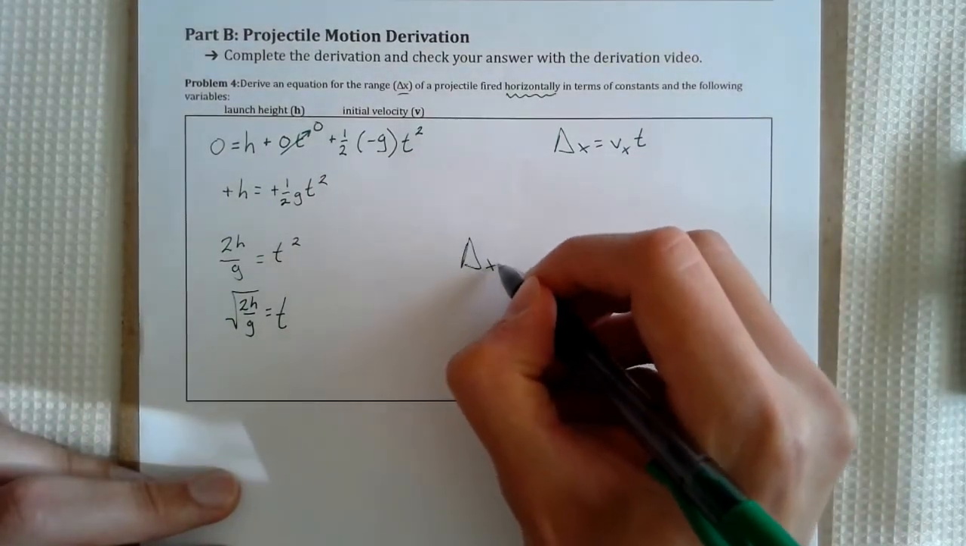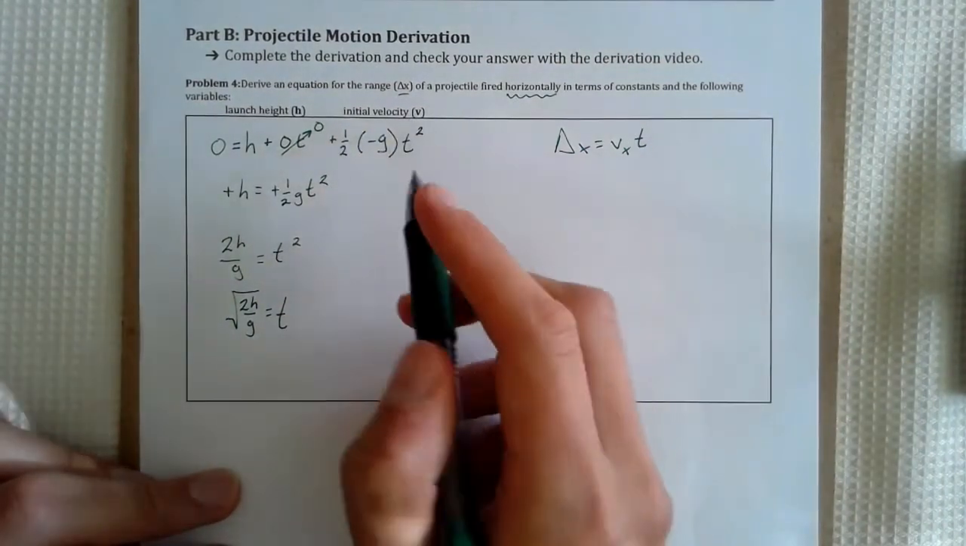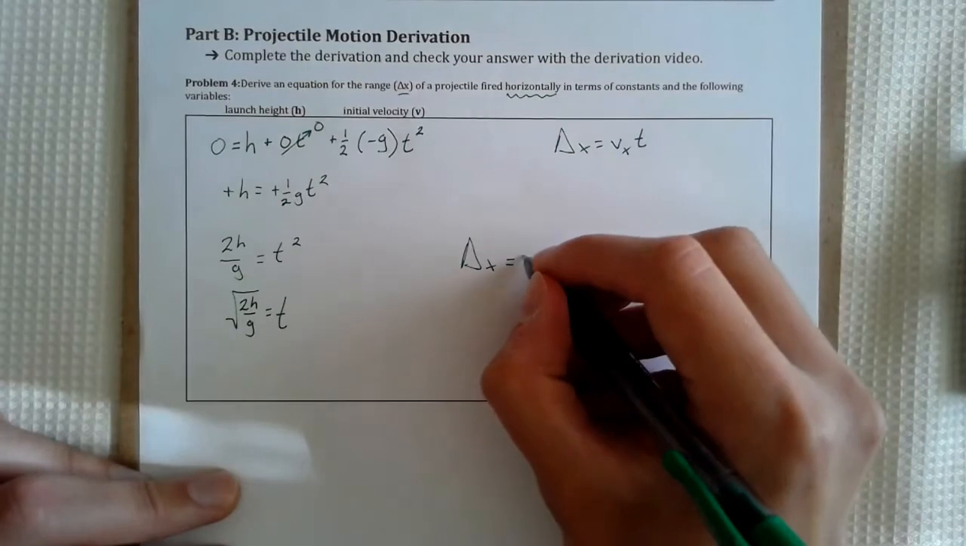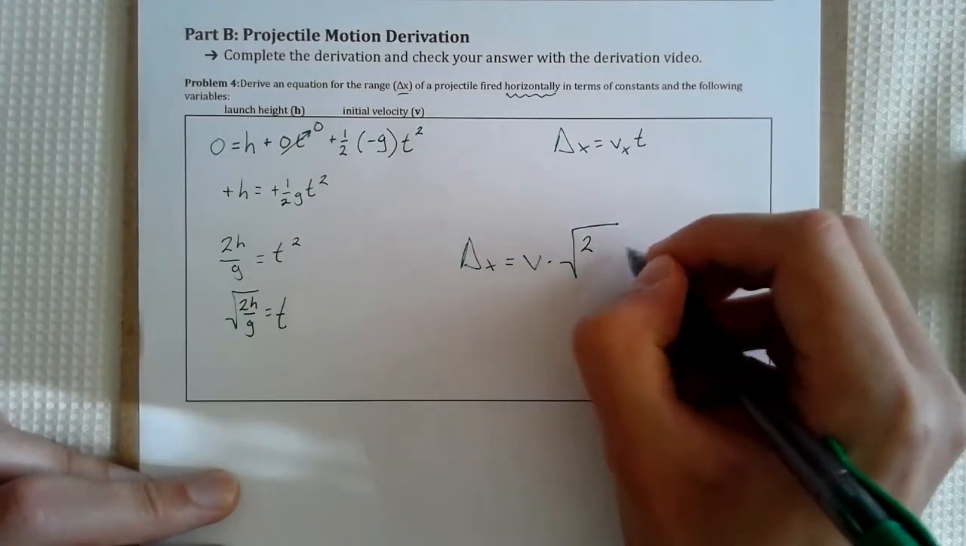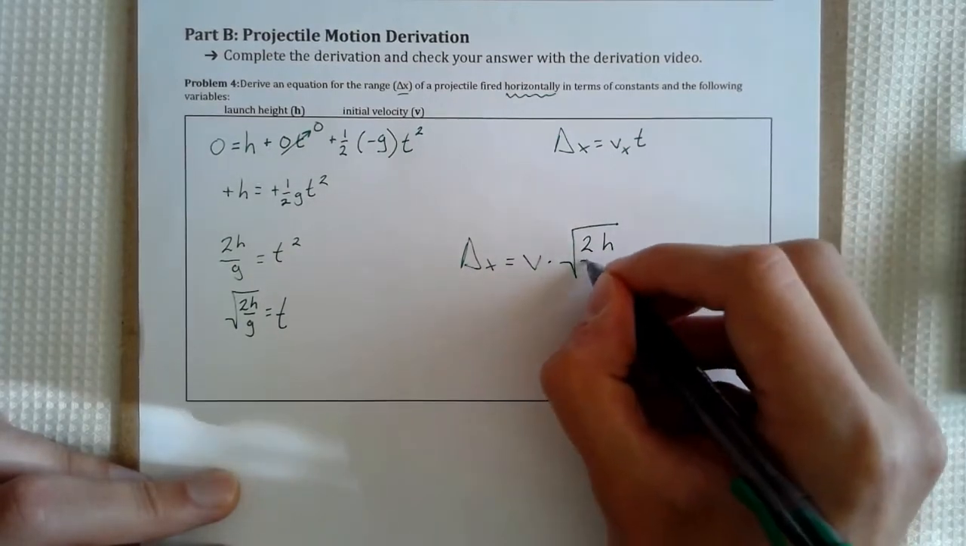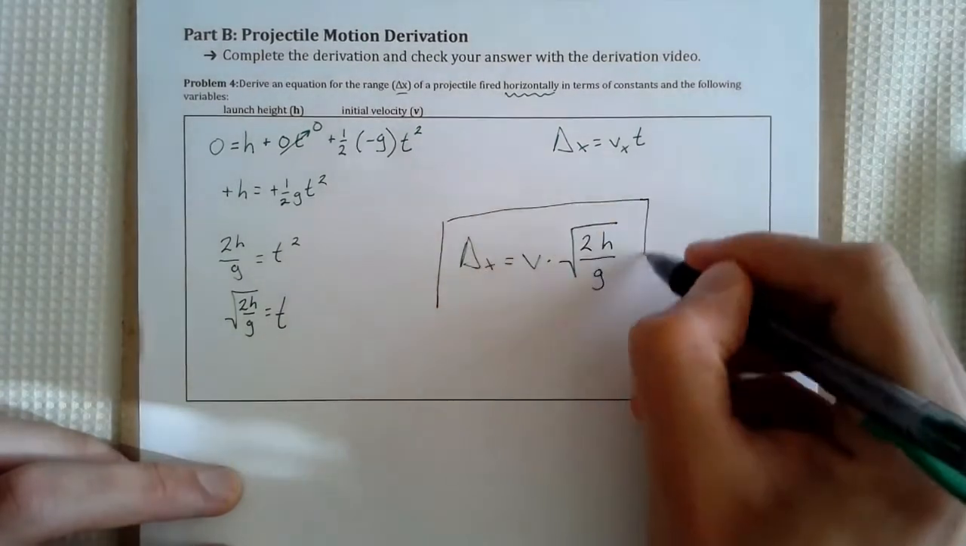We have delta x, the range, equals x velocity. They just said we can use v for that because all that velocity is in x, times the square root of 2 times h divided by g. All right, so there is our expression.